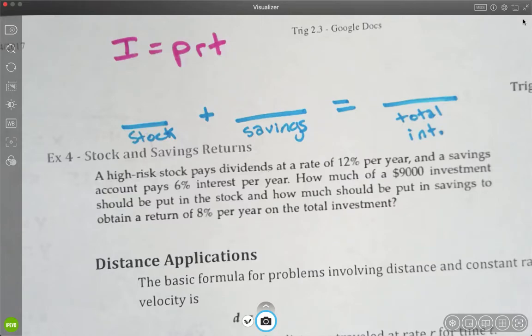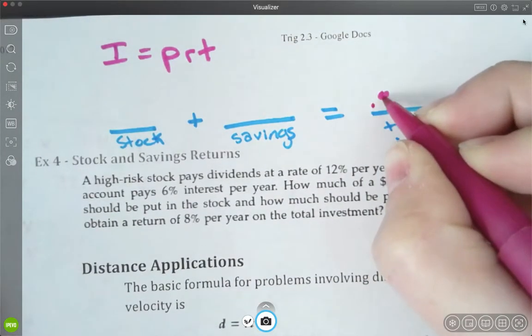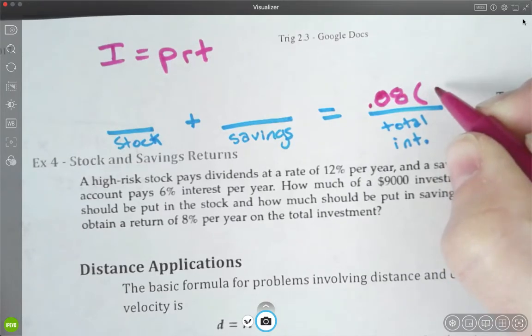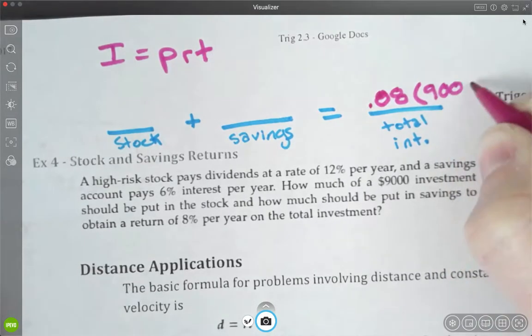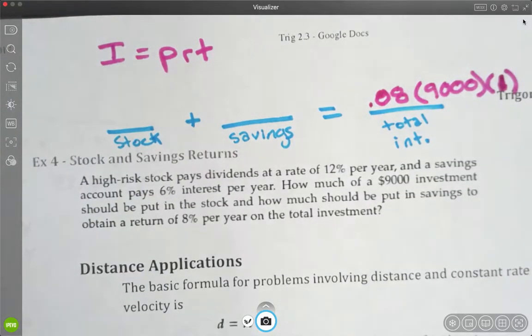Let's go ahead and talk about our total interest for right now. Total interest, we want 8% to be returned. 8%, 0.08, times our principal, which is 90,000, times our time, which is just 1. We're only putting it in for 1 year, so we don't really have to put that 1 in there. We have principal rate time, or really rate principal time. It doesn't matter what order you multiply them in. So I want 8% to come back out.